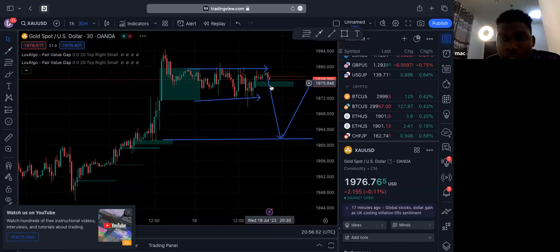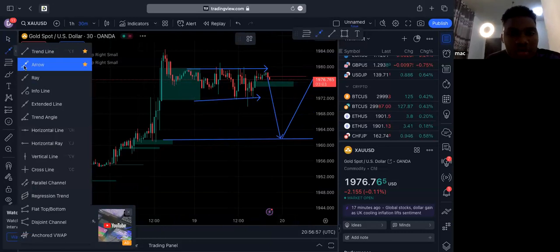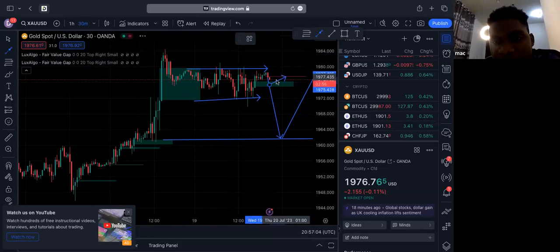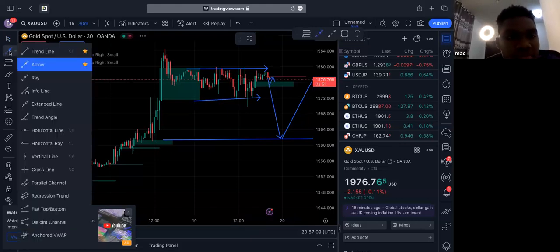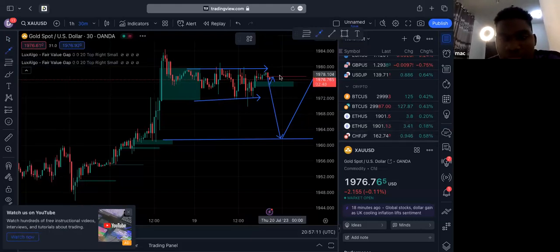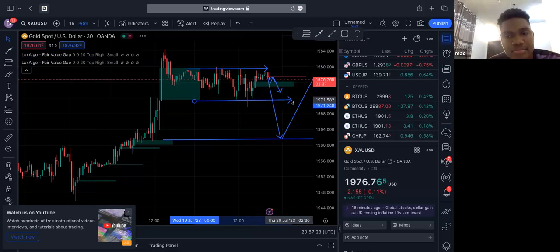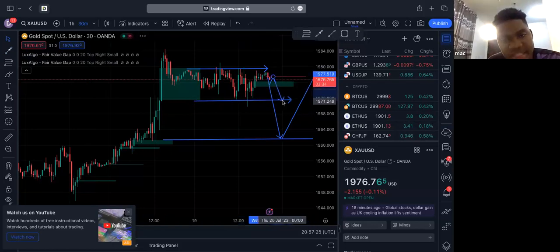Expect gold to touch within the areas of 1975 and push up back. When it does, there is a red box here, a red gap here. So I just reached 1977. And return back. Yes, the gap is not that big, likely to happen. When it does so, it comes to 1973.